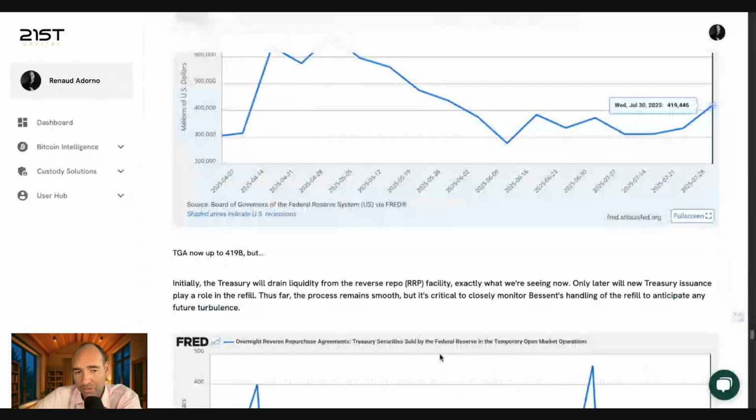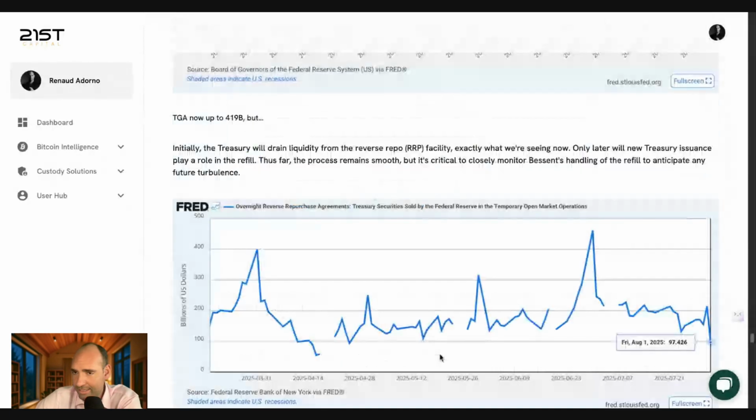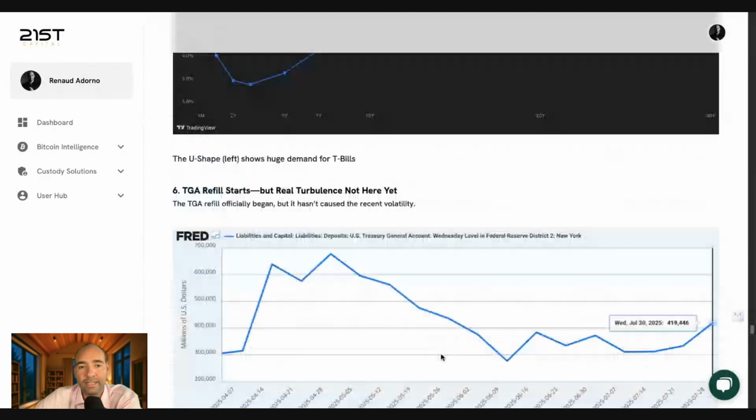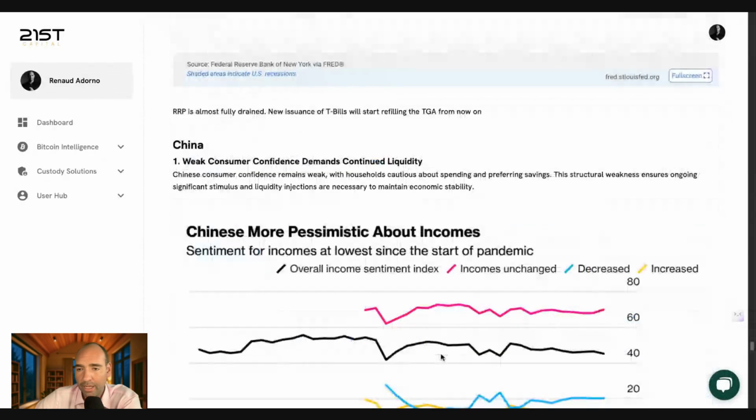But the fundamentals just show that the United States, along with China, are the true drivers of liquidity, and that's exactly what's driving the market. So the S&P 500 and Bitcoin are still almost at all-time high levels. So let's see how things go. This is going to be very interesting to see.